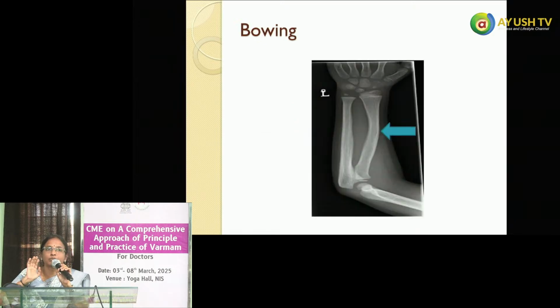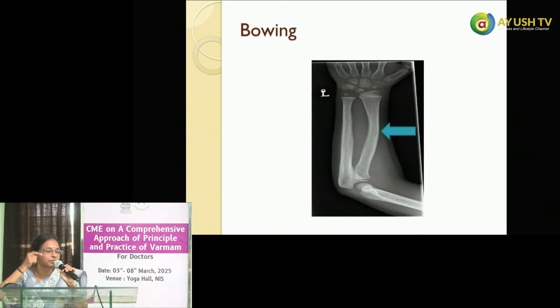So this is bowing fracture. Bowing means the bone cortical margin is not broken anywhere, actually. Both cortical margins are intact. But because of the impact of injury, the bone has bent. It looks as if it is bone, and the bending of the bone is called bowing fracture.